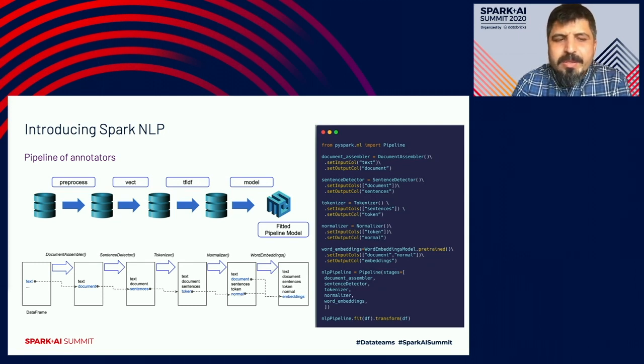On the slide, you see a data frame which has a column of text. We first use the document assembler, which is the entry point for every Spark NLP pipeline. So we take a document and create a document column, and then we use the sentence detector, which creates the sentences, then use the tokenizer, and so on. At the end, we will have different columns for each annotator that we use in the same pipeline. Then we fit and then transform as we do with Spark ML itself.